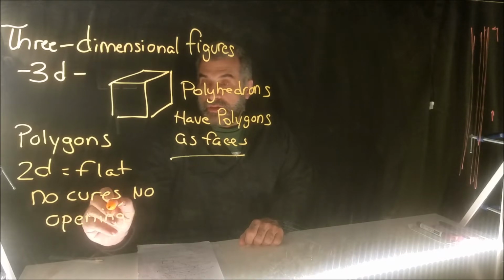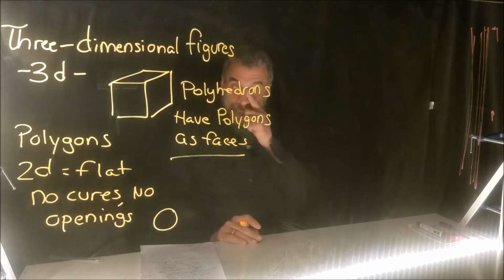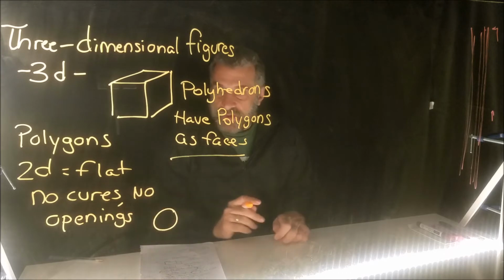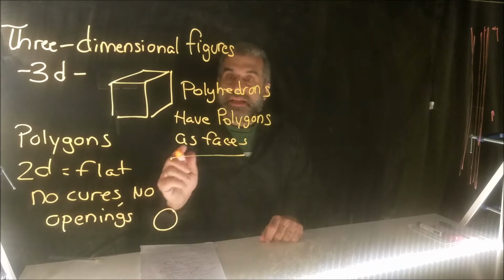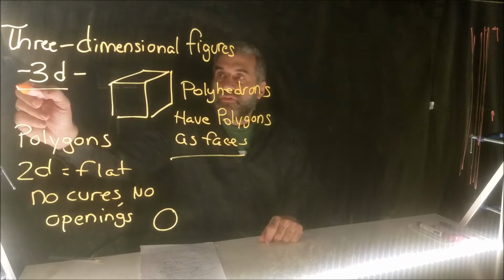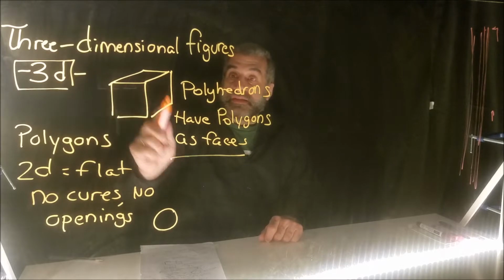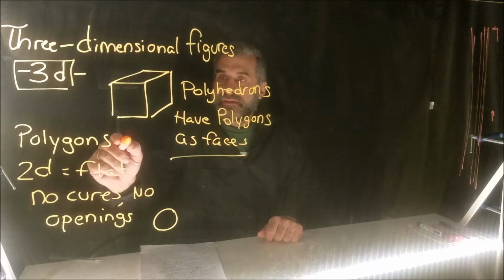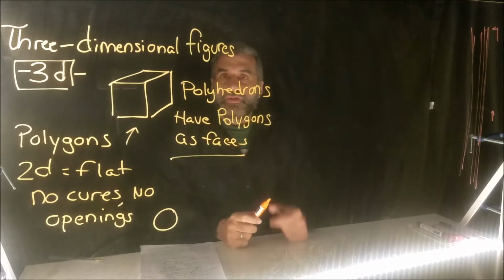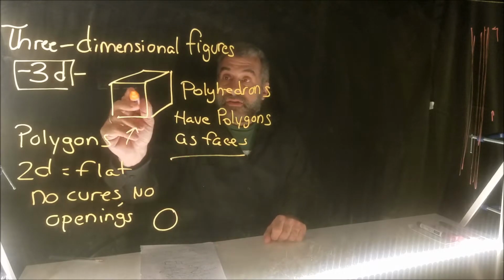Right? And so, is this a polygon? No, because it has curves. A circle is not a polygon. So polyhedrons are just three-dimensional figures, and all their faces are polygons. Right? So what do I mean by faces? The faces are the sides.